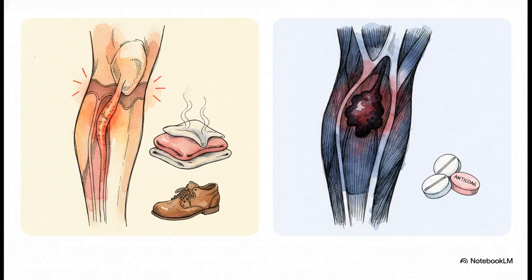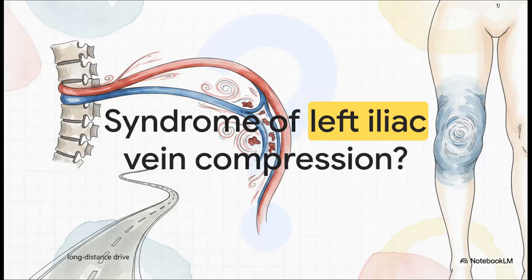So here's the critical difference. Superficial thrombophlebitis is fundamentally benign because it's localized purely to the surface network. We manage it with simple supportive care, warm packs, NSAIDs, and getting the patient moving. Contrast that with a deep venous thrombosis, which is a highly aggressive pathology, demanding immediate systemic anticoagulation to stop a life-threatening clot from spreading.